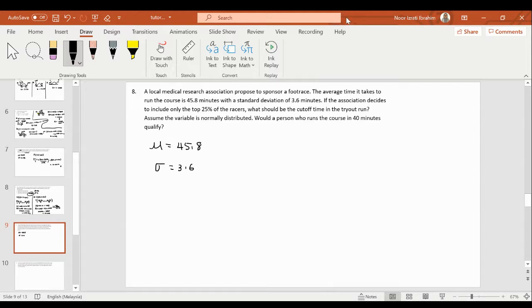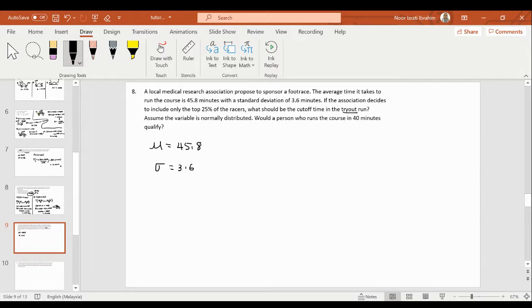If the association decides to include only the top 25% of racers, what should be the cutoff time in the tryout run? Assume the variable is normally distributed. Will a person who runs the course in 40 minutes qualify? There are two questions here. First, you want to know the cutoff tryout time to be included in the sponsorship. Again, race means the faster the time of running, the better.